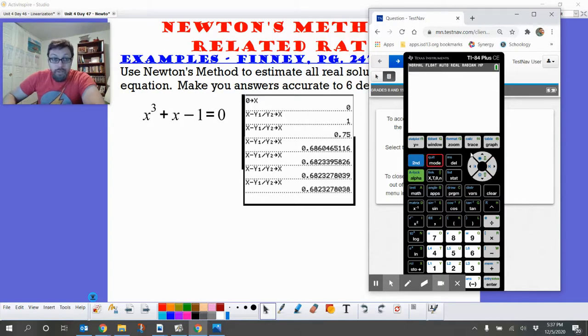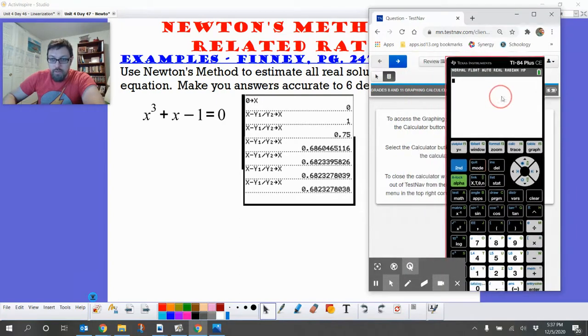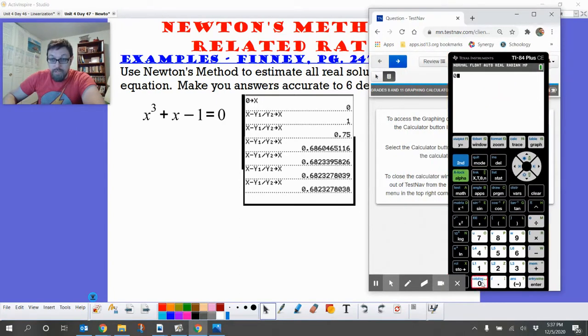So we want to start at 0. So I want to put in 0 for my x value. I'm going to press 0, and I want to store that as my x value. So x, and then I just hit enter. So it's like, okay, calculator, remember, if I type x, I mean 0. And then I want to do my Newton method.